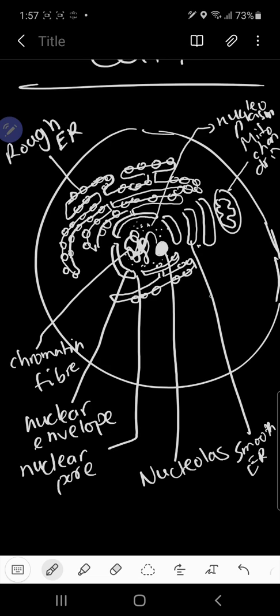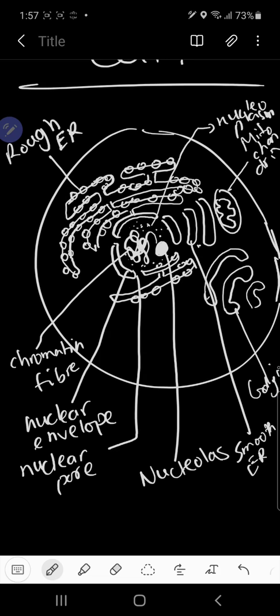Next let's do the Golgi body. The Golgi body's shape is like this. It usually faces the membrane, away from the nucleus and toward the membrane. This is usually how Golgi bodies appear to be. So these are called the Golgi body.